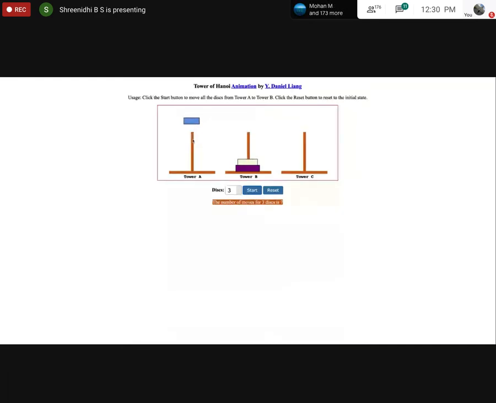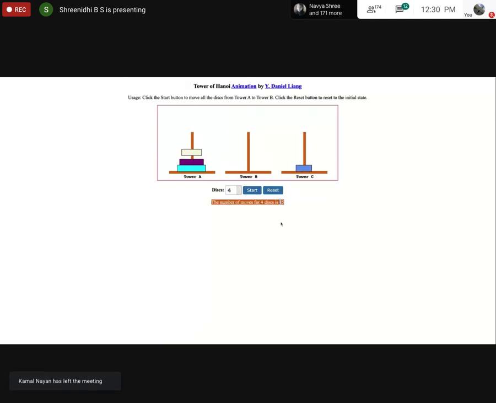Now again what will you do? Again A to B. I got it. So this one I use in the middle. So how many moves did I do? Can anyone tell? So the number of moves for 3 disks is 7. So if you take 4, for example, okay, reset. You take 4, start.